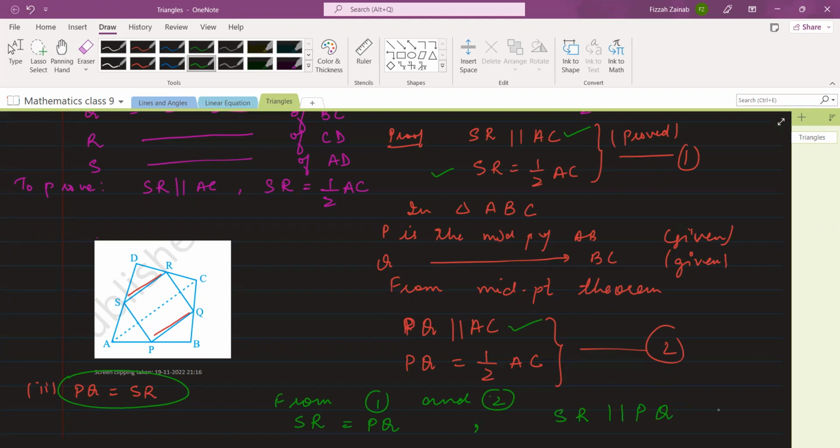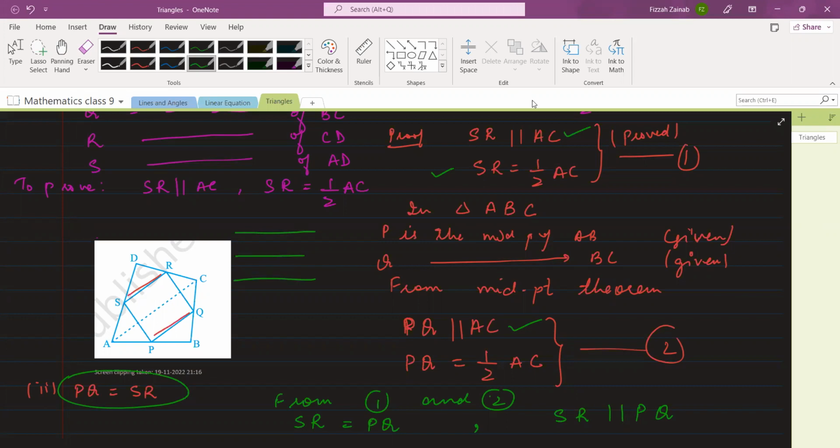I told you in the last class also. See, it's not an equation, it's not algebra. So I cannot say like this that SR is parallel to AC, PQ is parallel to AC, so SR is parallel to PQ. No, it's with the help of a theorem I'm saying it. Now, what is the theorem? In the chapter lines and angles, you must have done.